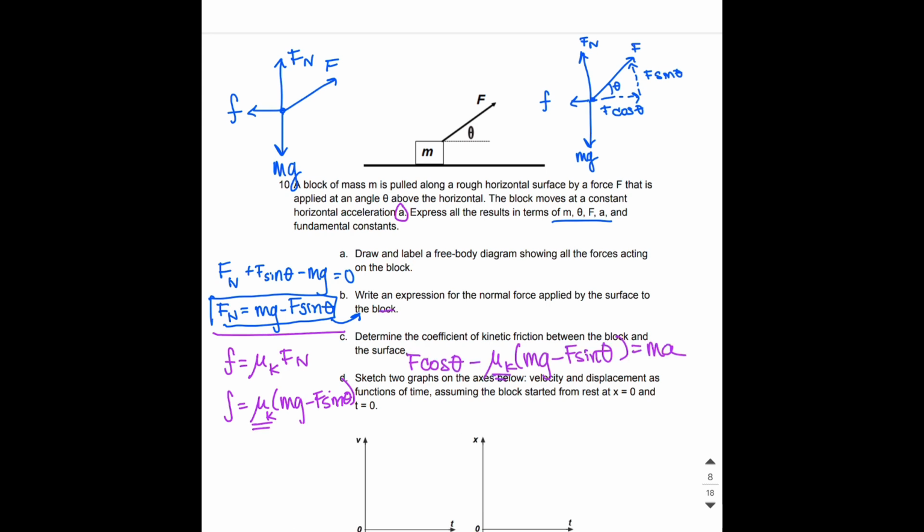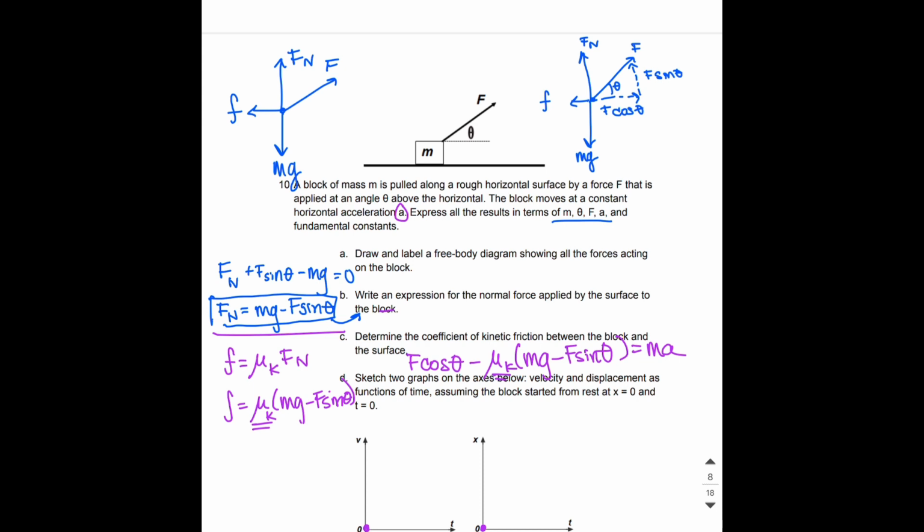Okay, for this next part it says, sketch two graphs on the axes below, velocity and displacement as functions of time, assuming the block started from rest at time equals 0. So if the block starts from rest, then we know the initial velocity is 0. And if the block starts at x equals 0 at time 0, I know my starting position in my x-t graph is going to be 0.